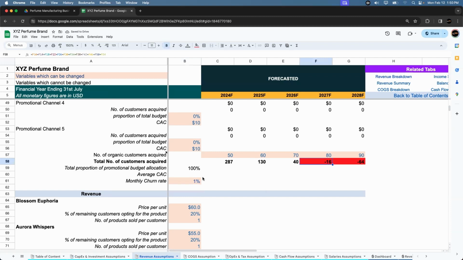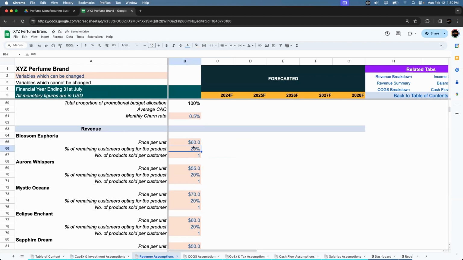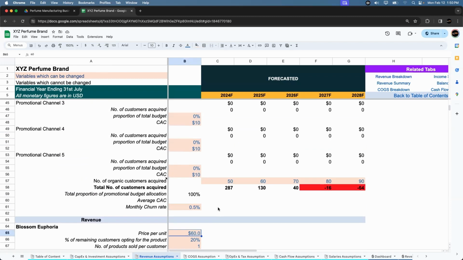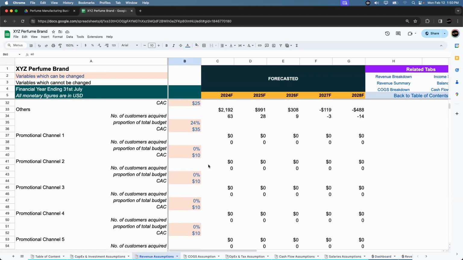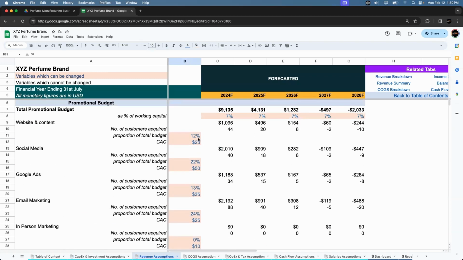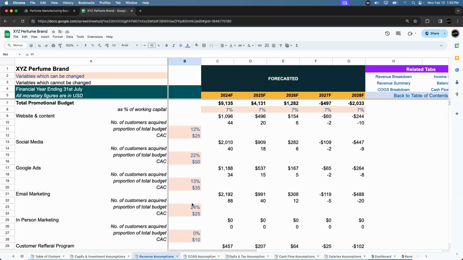There is another way to make the business profitable, by increasing the price, or by increasing the number of products sold per customer. So how do you do that? I'm going to discuss that in the revenue part. So far, the business does not seem to be sustainable under these particular circumstances.